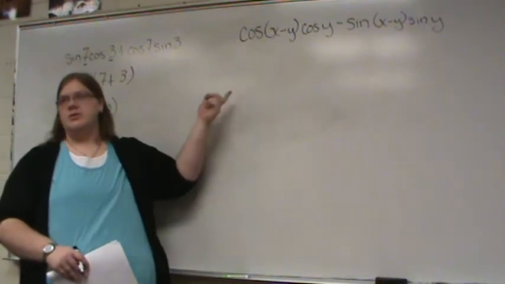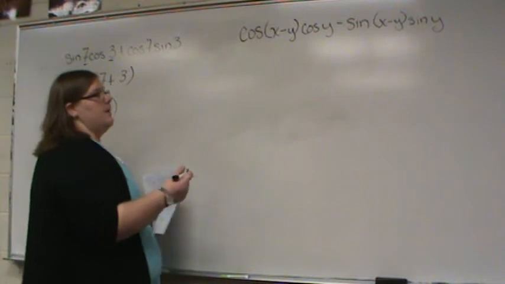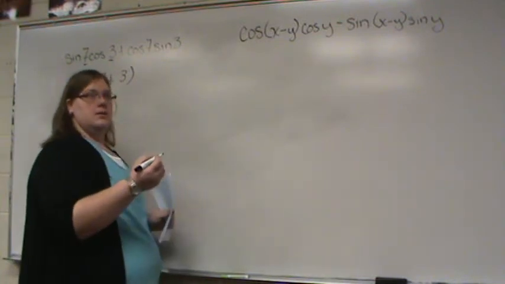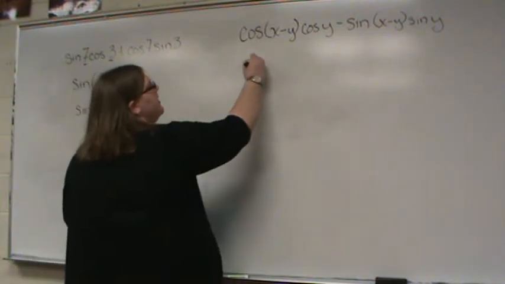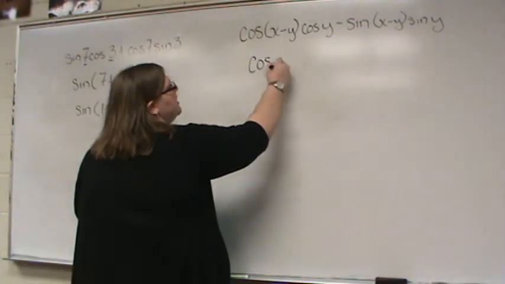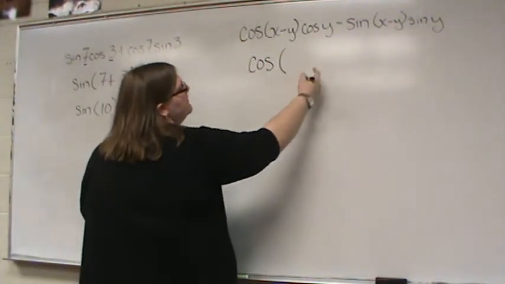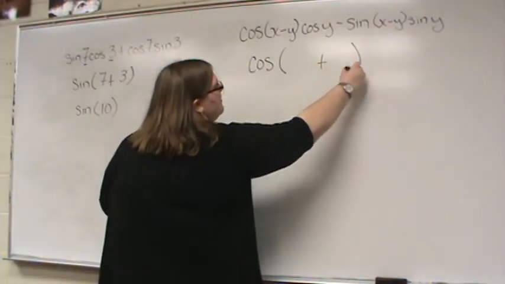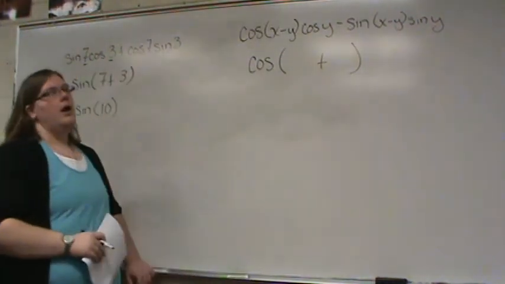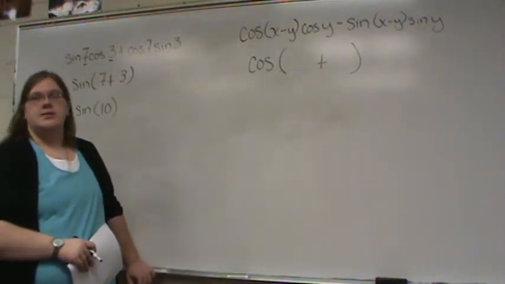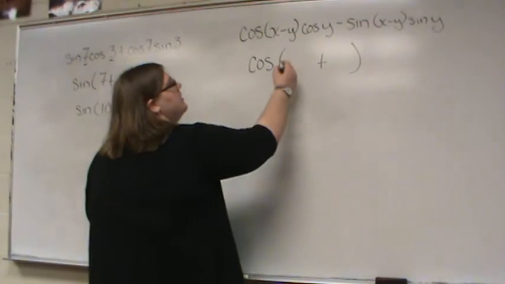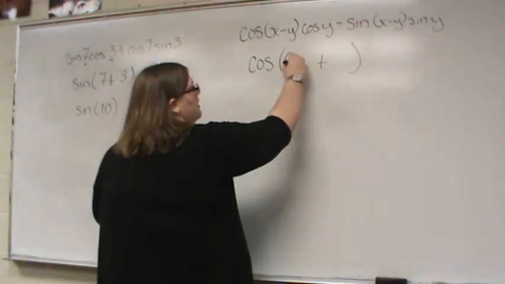That's how we call it, the cosine addition. So we know that it goes with the cosine addition, so we're going to have cosine of something plus something else. What are our angles that we're using in this case? x minus y and y. We're talking about the whole thing.